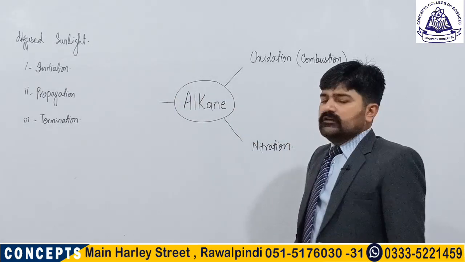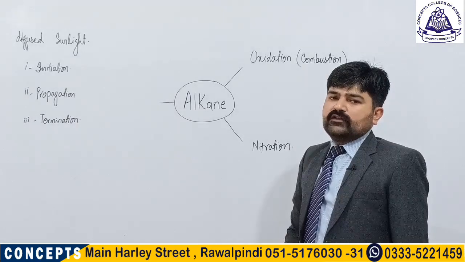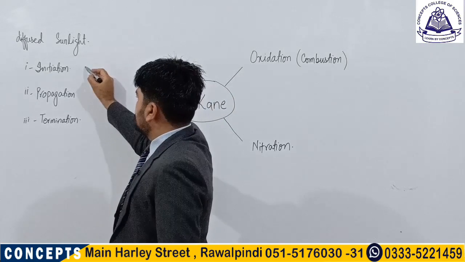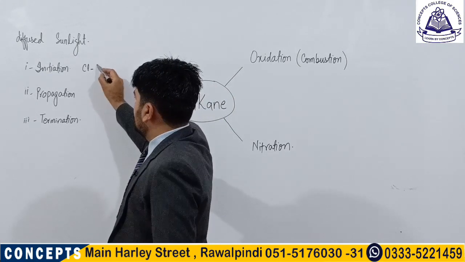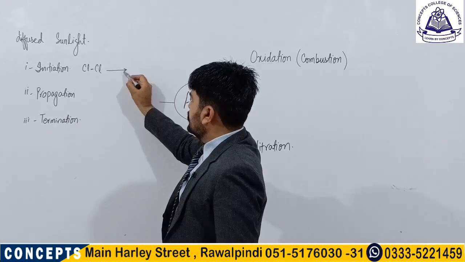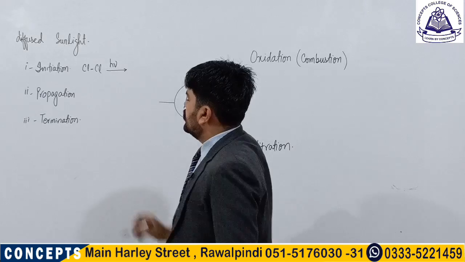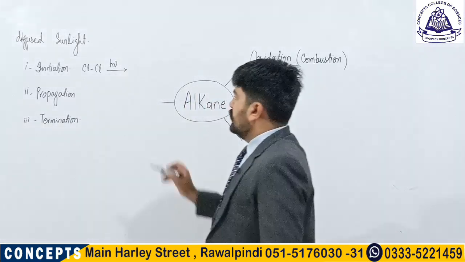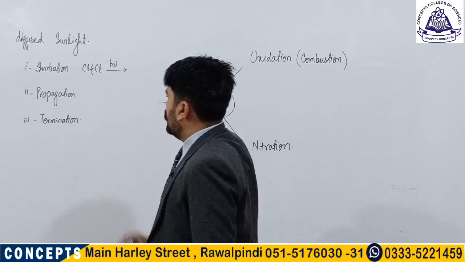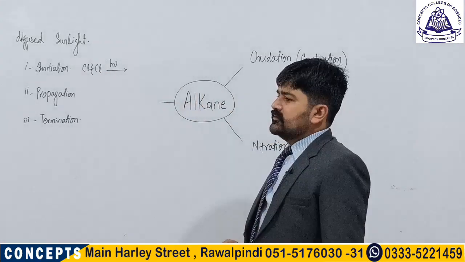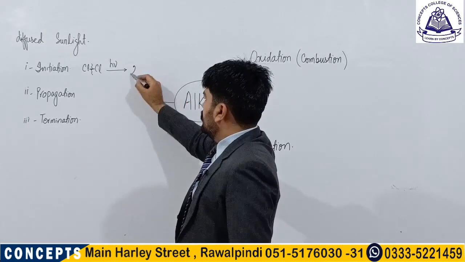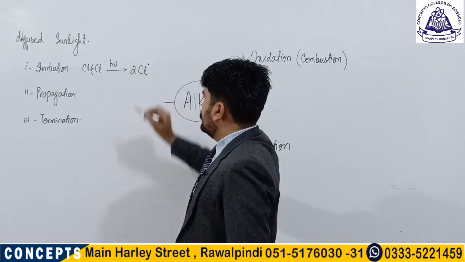In the first initiation step, the diffuse sunlight breaks away the halogens into free radicals. For example, if I take chlorine as a reactant and I pass diffuse sunlight on the chlorine, it breaks its covalent bond homolytically, that is, each chlorine atom gets its electron, forming two chlorine free radicals.